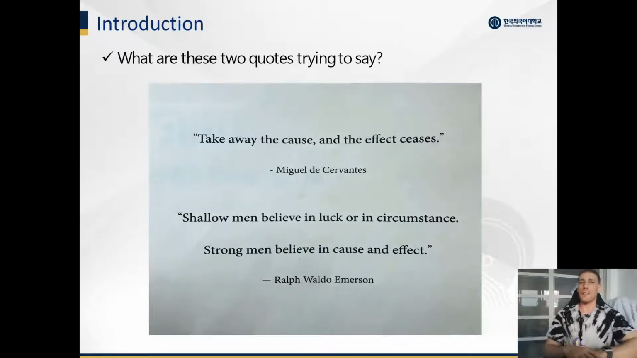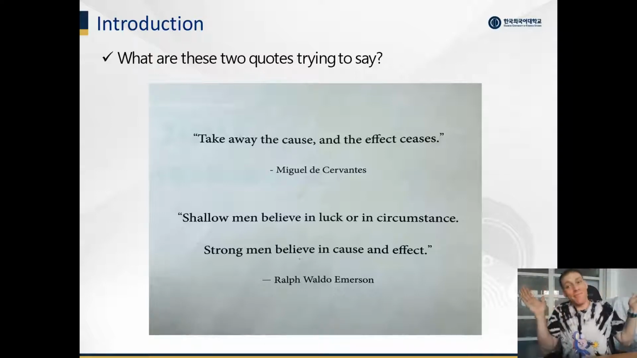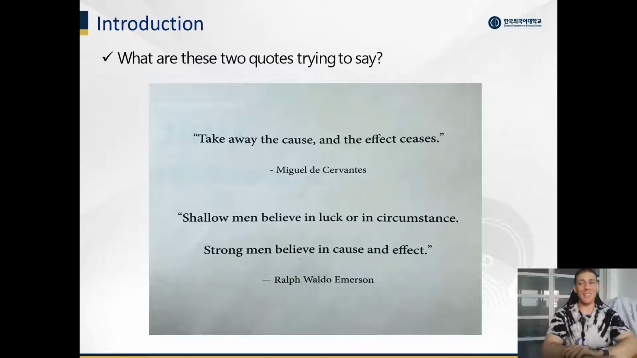So the very first part, the introduction of the book in Unit 5. It says, what are the two quotes trying to say? The first one: take away the cause and the effect ceases. The second one: shallow men believe in luck or in circumstance, strong men believe in cause and effect. So, what is it trying to say? Maybe you're not sure. Maybe you think it's something different. Or maybe you're like, Fraser, what's going on? Where am I?